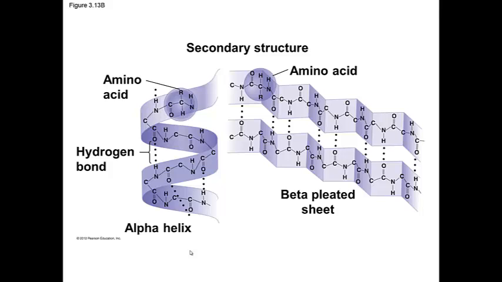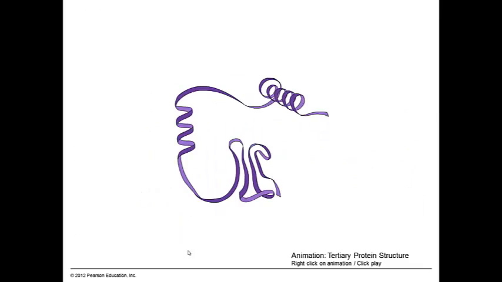So far we have the amino acid sequence, that's the primary structure, and now we have a secondary structure as a result of hydrogen bonding within the molecule, and the two ways that forms is through the alpha helix and the beta pleated sheet. Now let's look at tertiary structure.